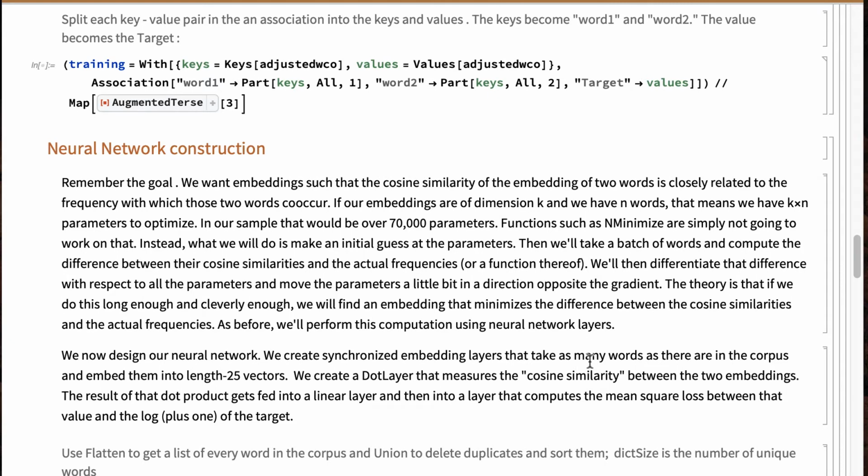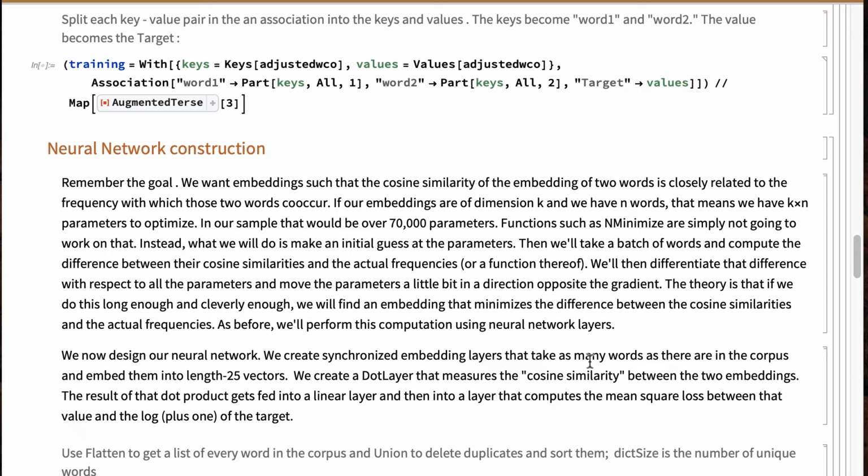Okay, I want you to remember the goal. We want embeddings such that the cosine similarity of the embedding of the two words is closely related to the frequency with which those two words co-occur. Now, if our embeddings are of dimension k, like k might be 25 or 100, and we have n words, like maybe 2,500 or 2,800, that means we have k times n parameters to optimize. That's 70,000 parameters. Functions like NMinimize are really not built to work in settings where there are 70,000 parameters.